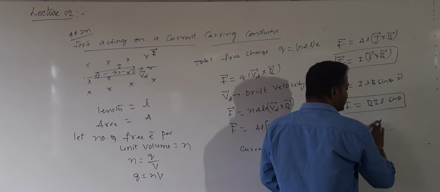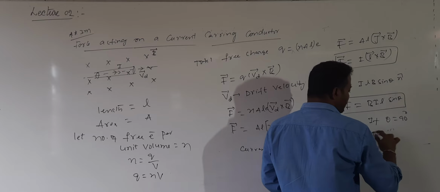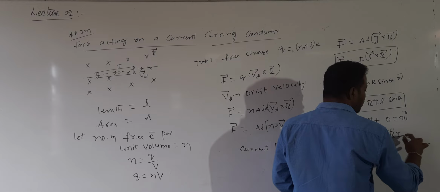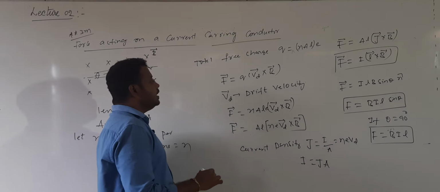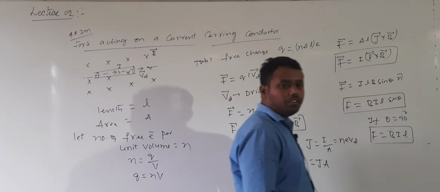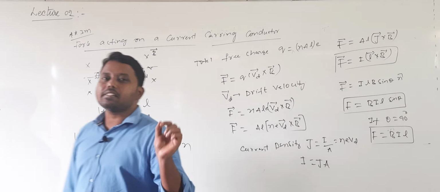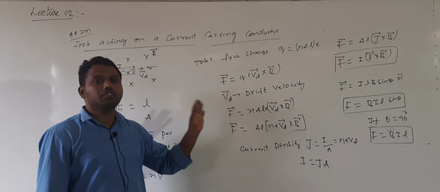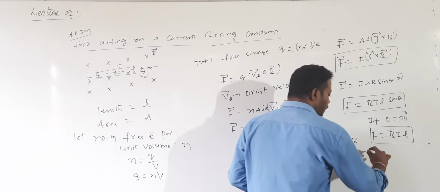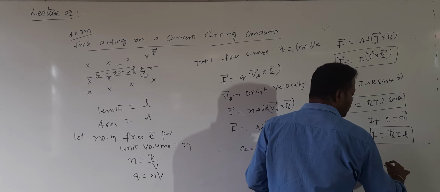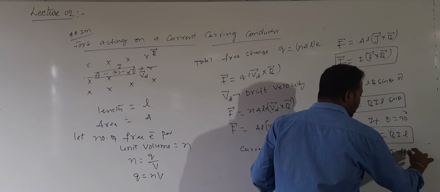If theta is equal to 90 degrees, as per the given diagram, what happens to F? F is equal to B into I into L. Okay? Can you remember this? This is the expression for the magnetic force acting on a straight current carrying conductor placed in an external uniform magnetic field. For any arbitrary conductor, the formula for F will be given by F is equal to I into the summation of dl bar cross B bar.